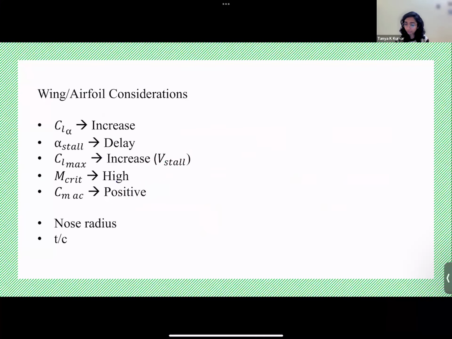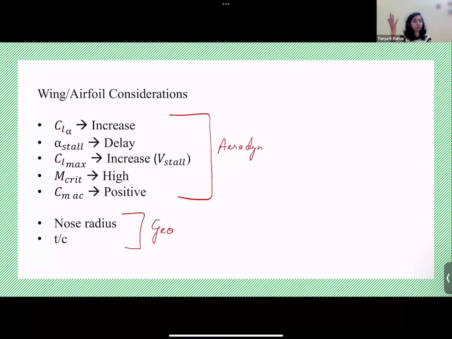Okay. So next, this is a slide from last class. So some of the parameters that we use to categorize an airfoil or pick an airfoil for our design. What characteristics do we want? So these are the aerodynamic aspects, and these are geometric. Upon changing the geometric aspects, these aerodynamic parameters change.